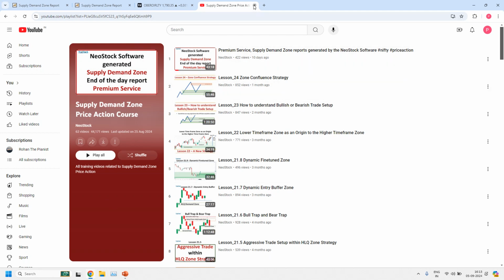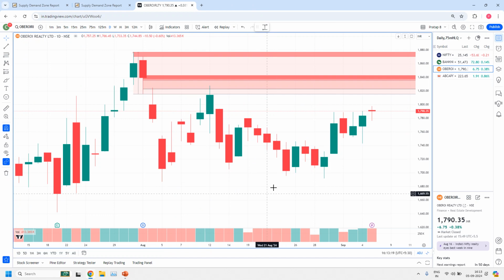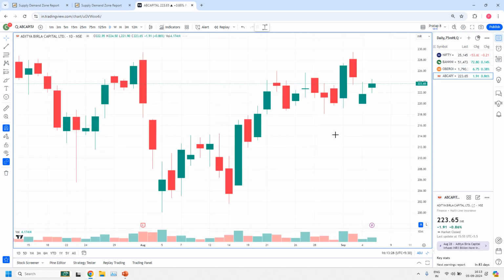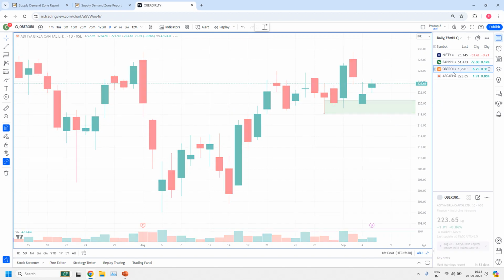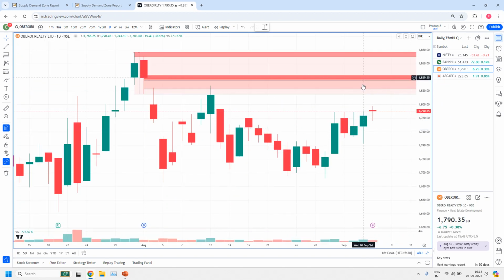Okay, now, yesterday we identified only 2 high liquidity zones. First one is Oberoi Realty and another one is Aditya Birla. Because today is 5th September 2024, the previous trading session, end of the day, we identified. And today, for none of these zones we got the trades. Look into this, we didn't get the trade. And here, supply zone also we didn't get.